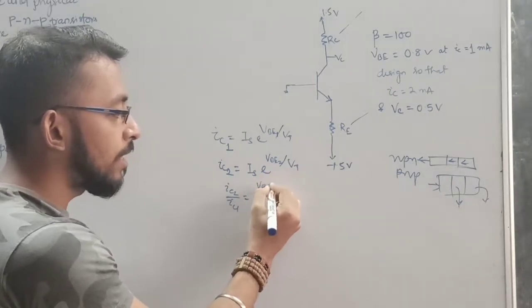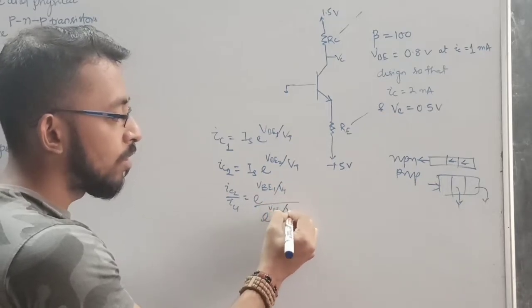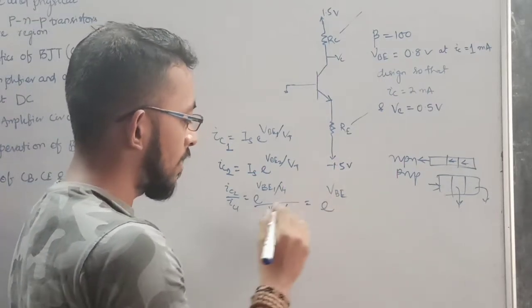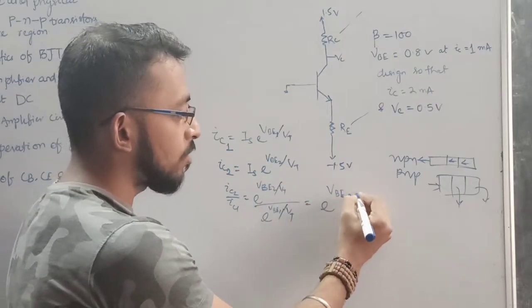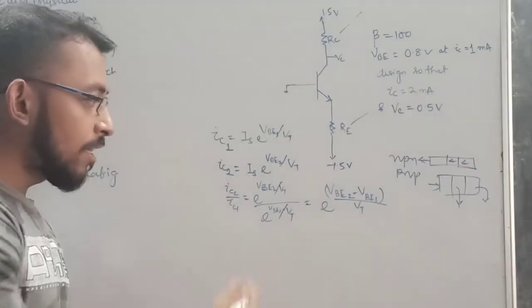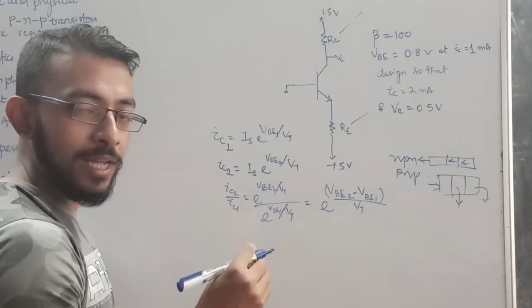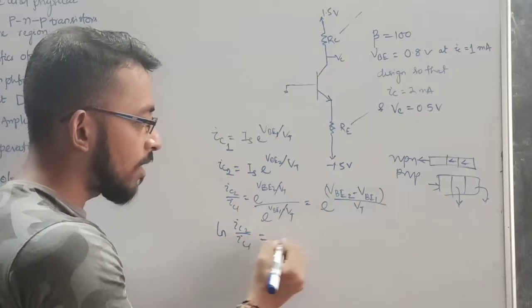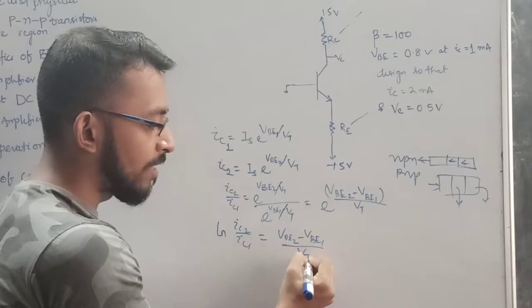e power VBE1 upon VT divided by e power VBE2 upon VT. Then it will become, sorry, this is 2, this is 1. So e power (VBE2 minus VBE1) divided by VT. Okay, then what will I get? To remove this exponential, what do I have to do? I have to take ln, that is log base e. So ln IC2 upon IC1 is nothing but (VBE2 minus VBE1) upon VT.